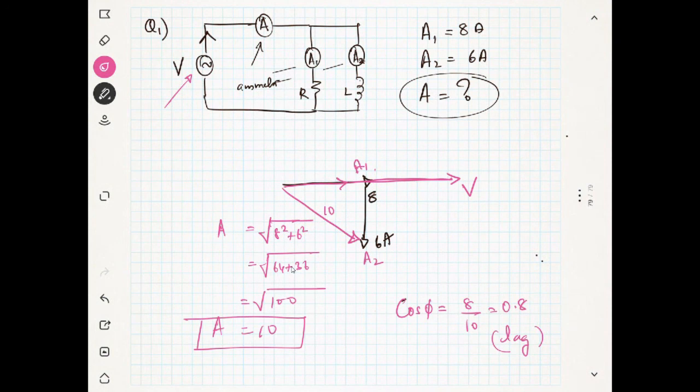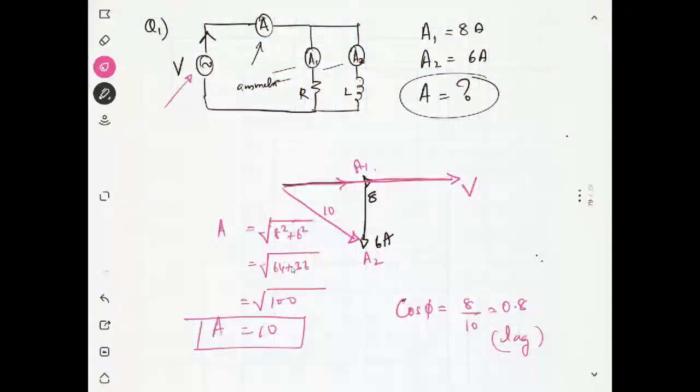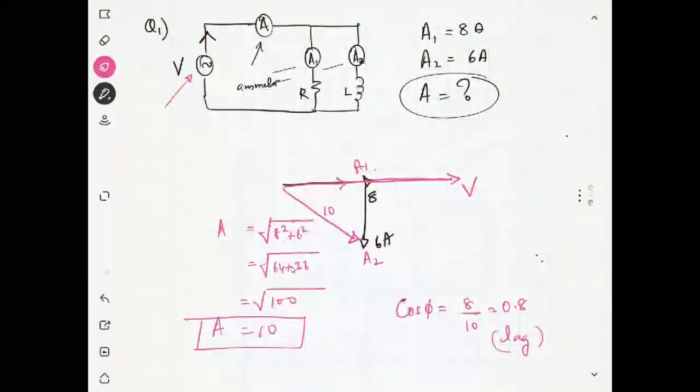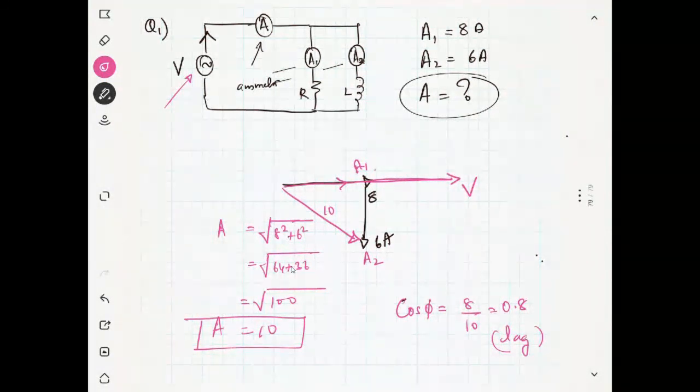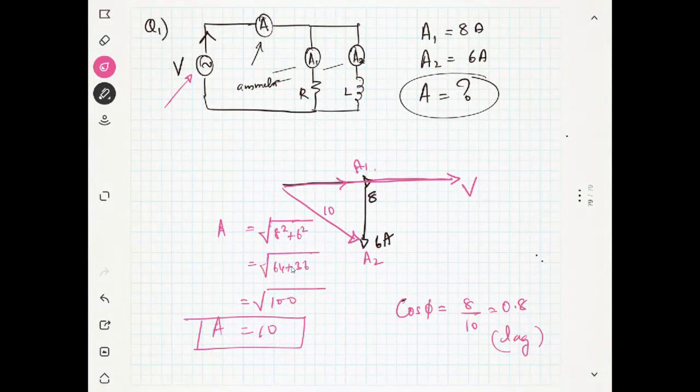Yes, the contribution of inductance is less in this. That's why you are getting 0.8. So don't simply apply KCL. KCL is true here, but everything is in terms of AC, right? Yes, we are talking about everything in terms of phasors. That is the importance of phasors.